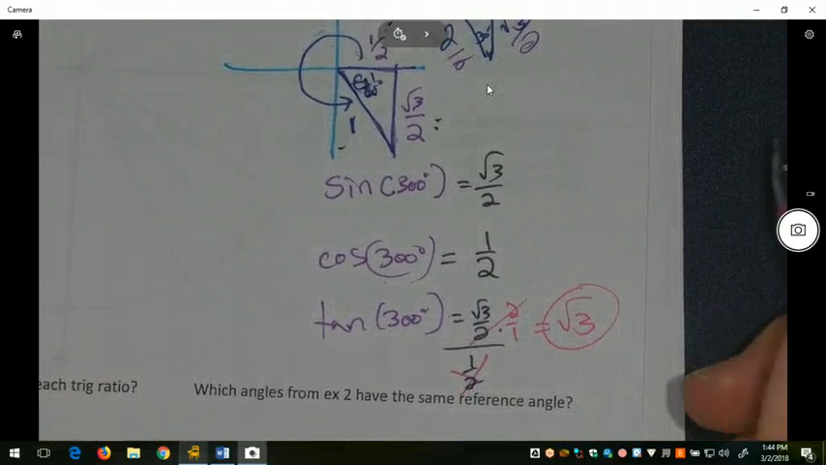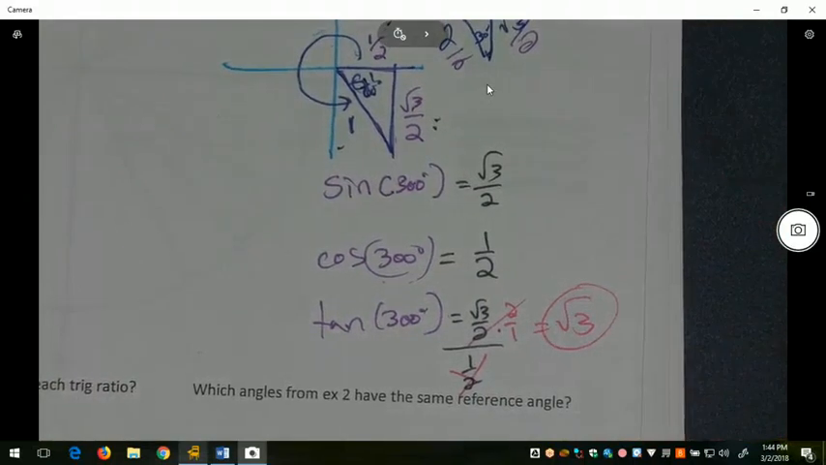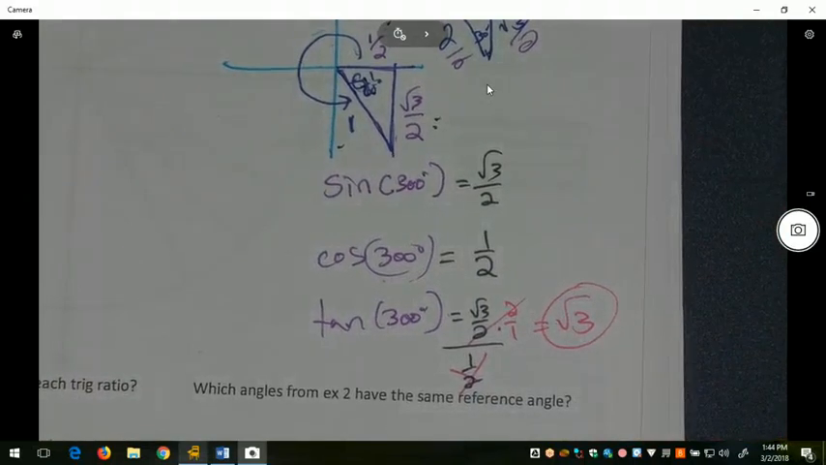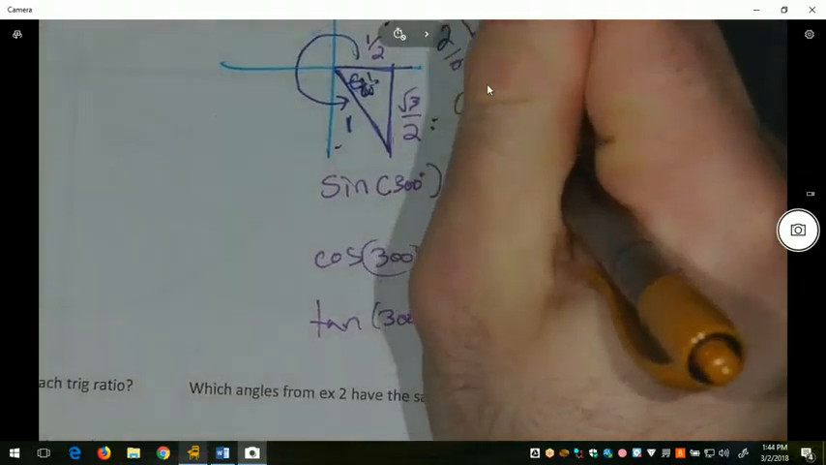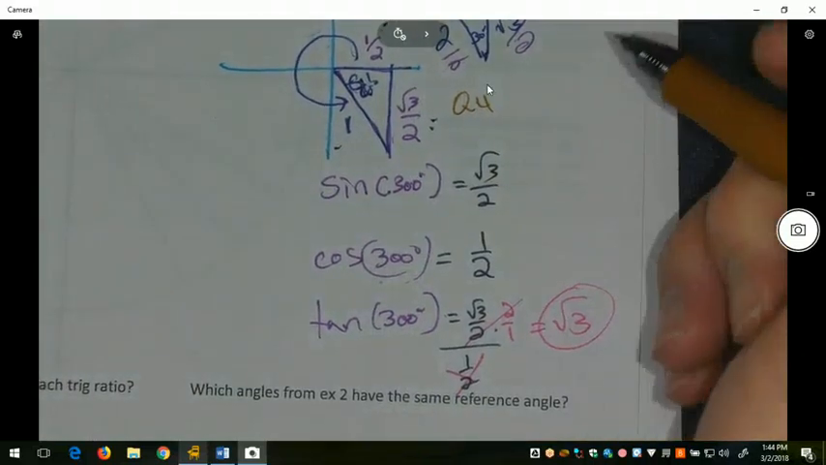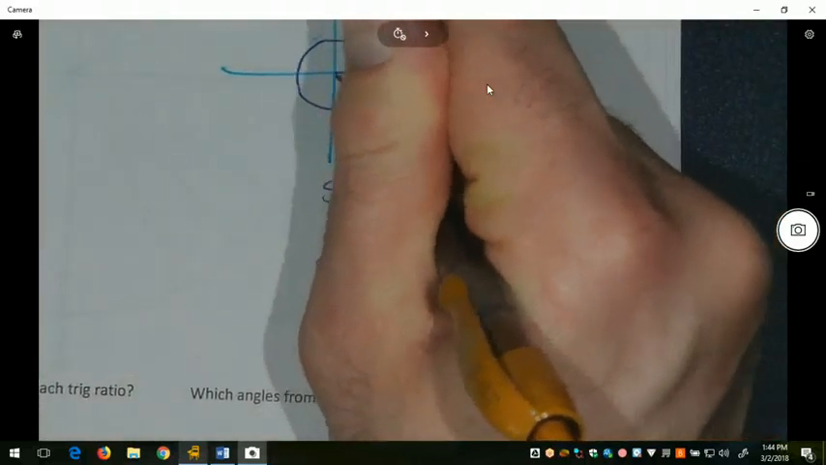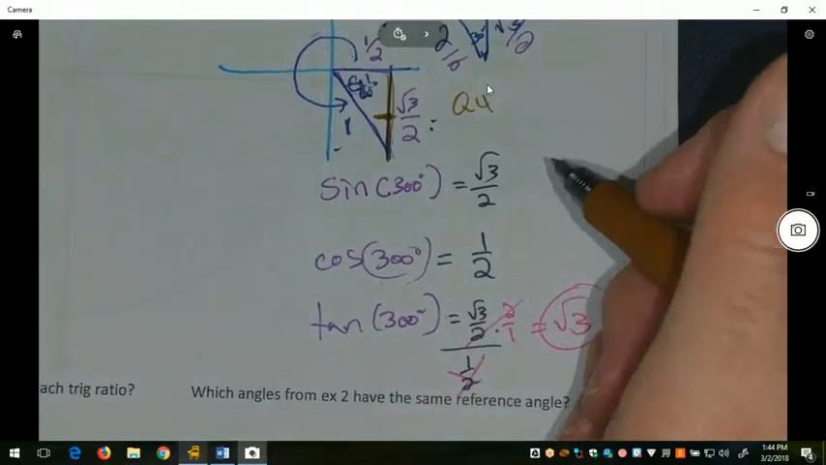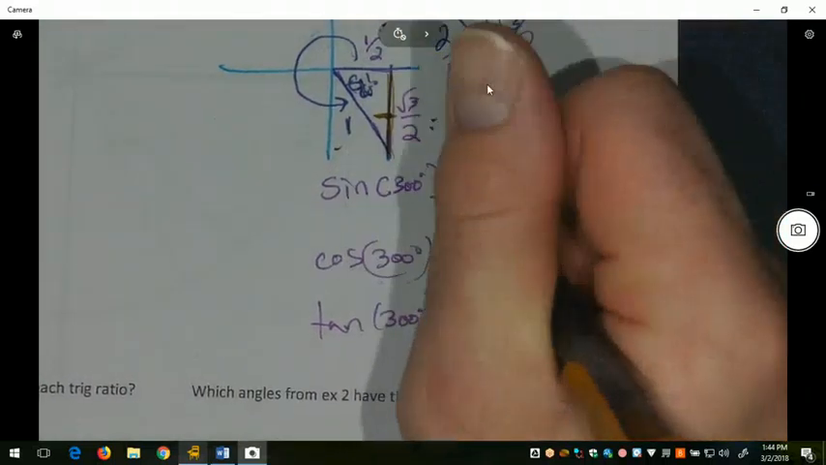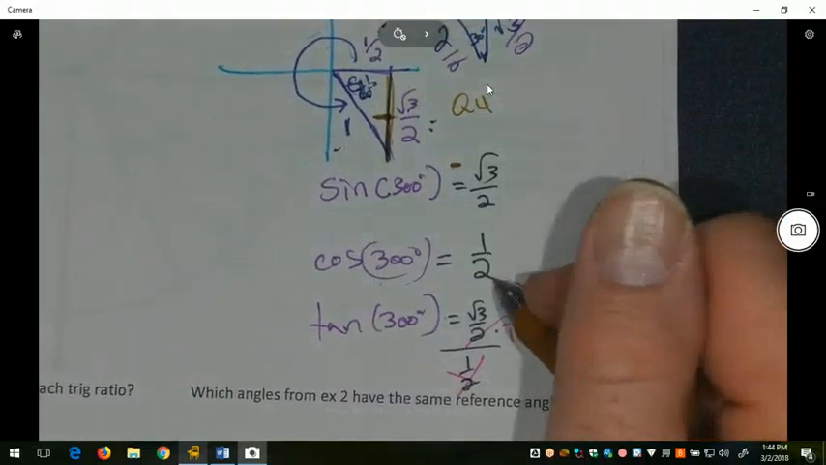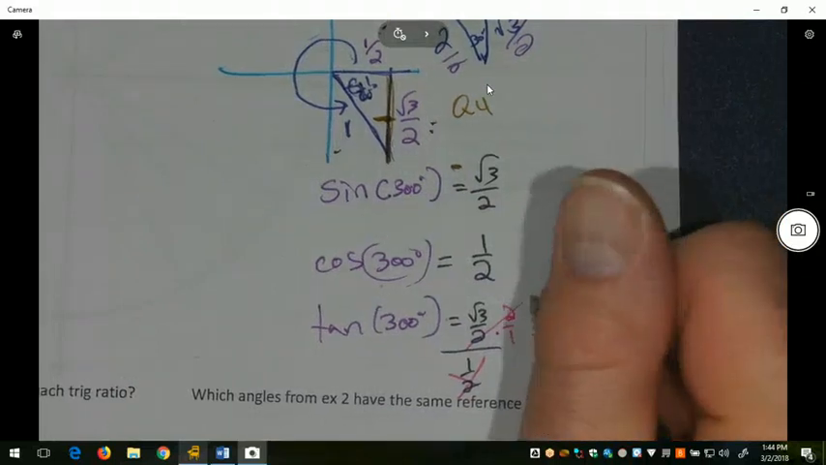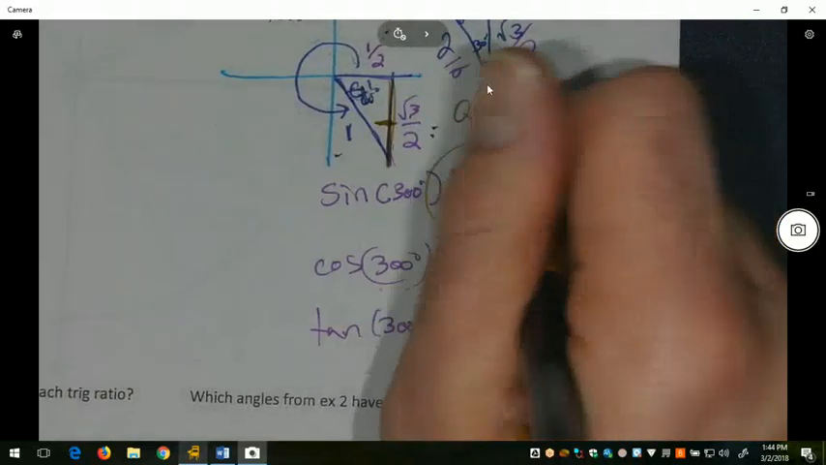I have to be careful though, I forgot to do something again. I always check at the very end to make sure my signs make sense. I'm in quadrant 4, and in quadrant 4, not all of these are positive. That's because the square root of 3 over 2 is negative. It's going down. So my sine should have been negative. My cosine was okay to stay positive. My tangent should also be negative.